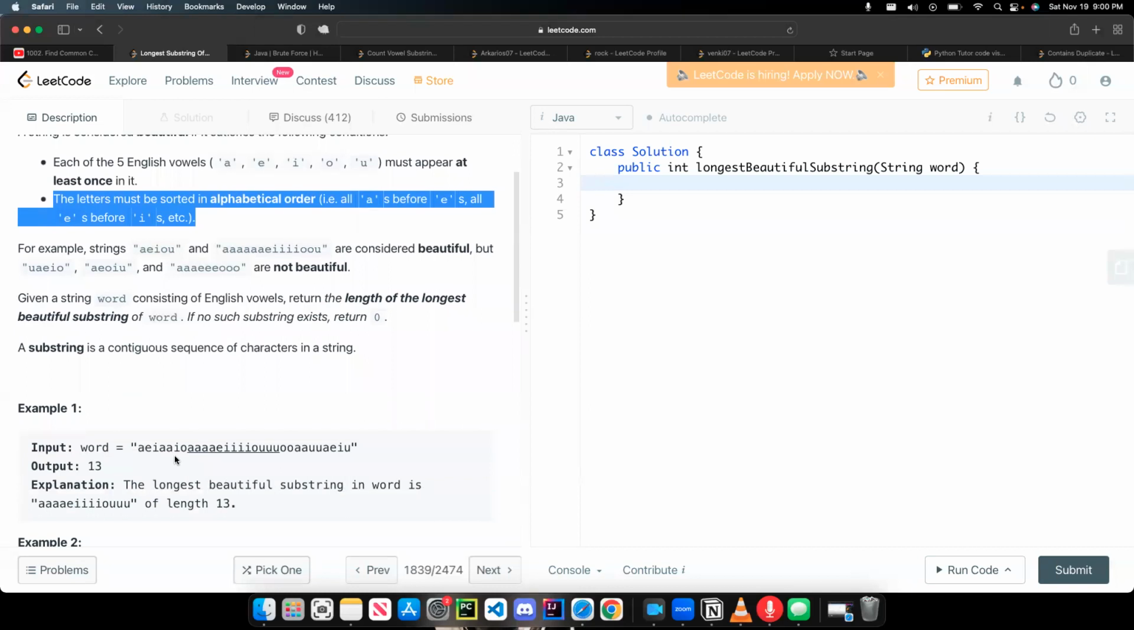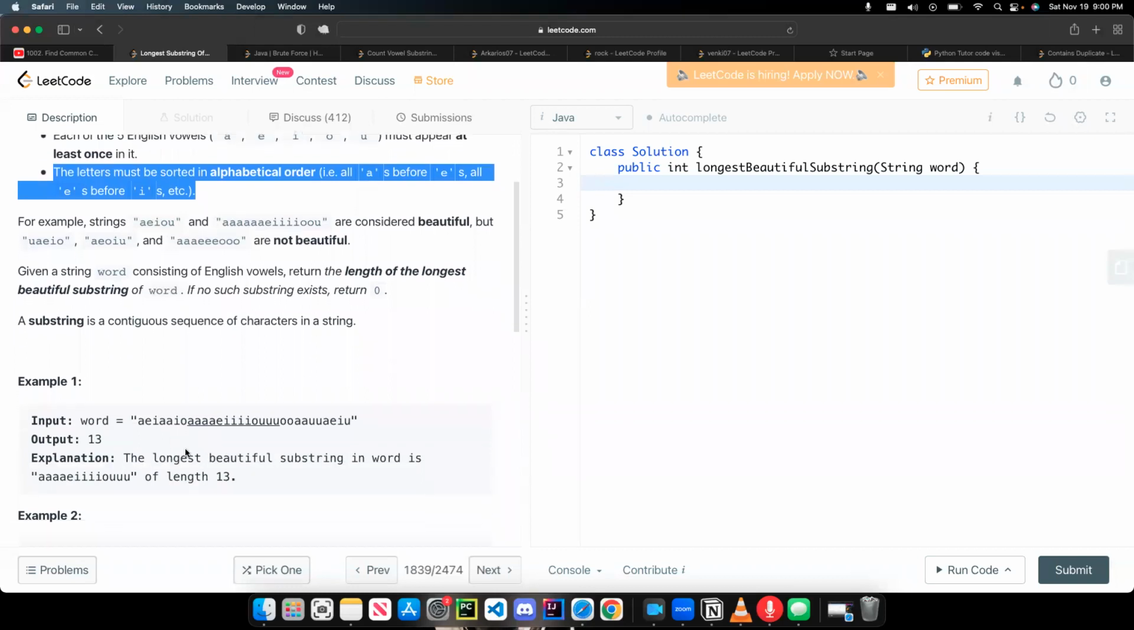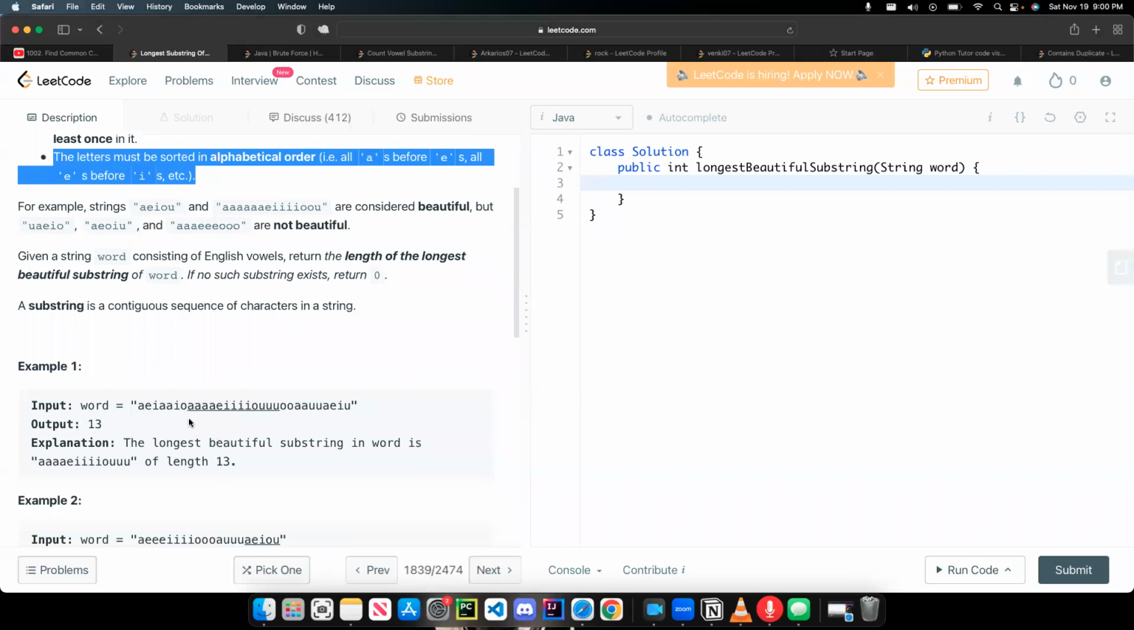But what we want to do is find out, okay, we have this classification of being beautiful, right? All the vowels must be there, and it must be in alphabetical order. But the idea here is that we want to return the greatest length of one of these beautiful substrings, right? So of all the beautiful substrings that there are, which one has the longest length, and then we would aim to return that. And so this is kind of what we have here.